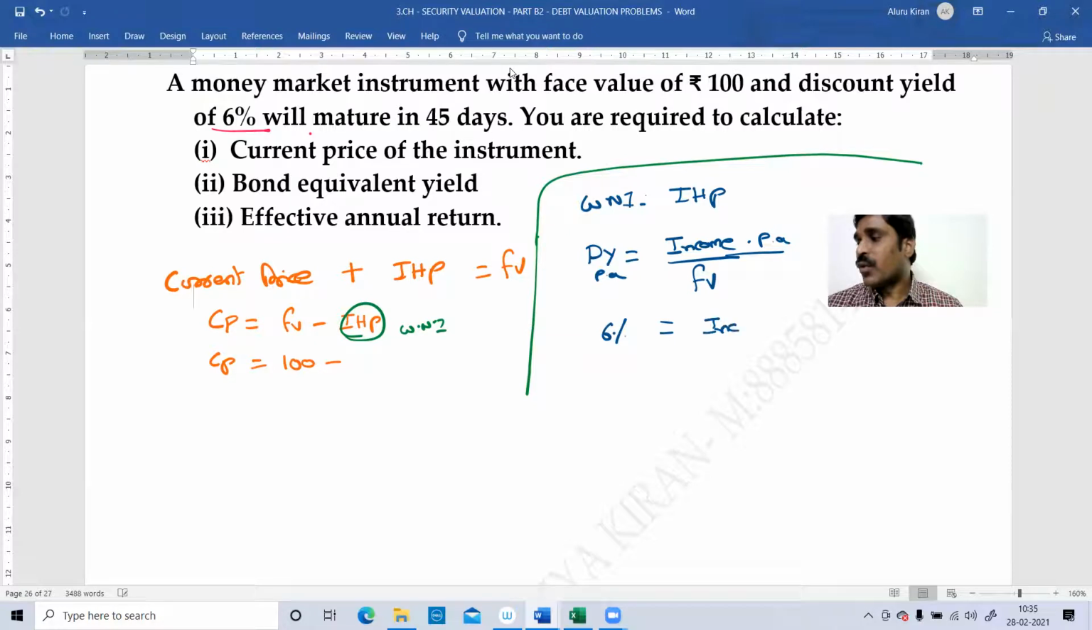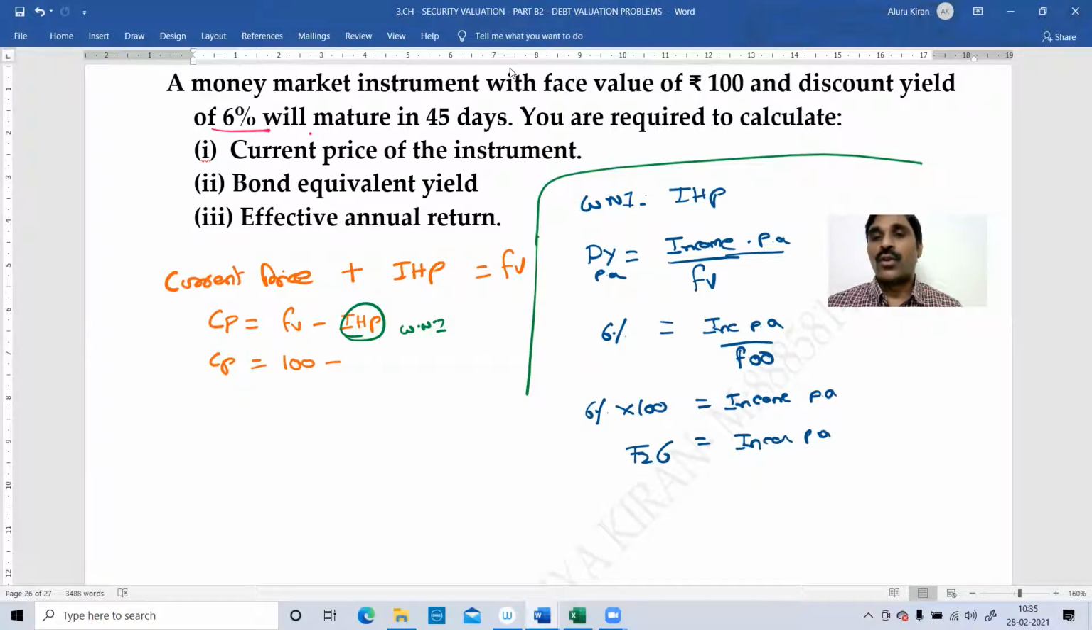Income per annum we don't know, and face value they have given as 100 rupees. Therefore, income per annum is equal to 6% into 100 rupees. Therefore, income per annum is equal to rupees 6.